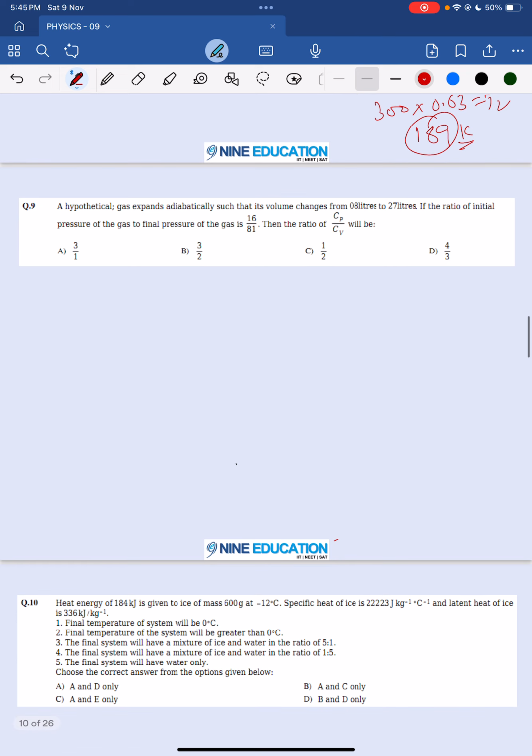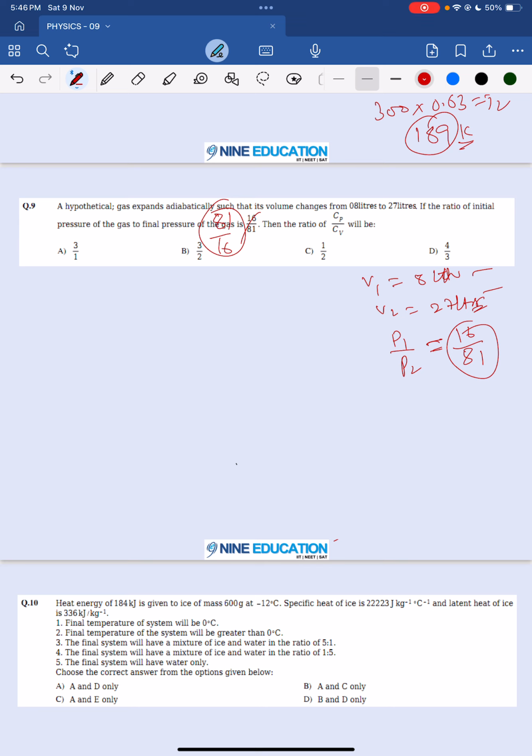Now what is the next? A hypothetical gas expands adiabatically such that its volume changes from 8 liter to 27 liter. Okay, V1 is 8 liter and V2 is 27 liters. The ratio of initial pressure of the gas to the final pressure of the gas, P1 by P2, is 16 is to 81. They are asking Cp by Cv, but Cp by Cv is gamma basically. But we can see a problem here that the pressure is also increasing and the volume is also increasing, and we know that in gas expansion, volume will increase but the pressure is going to decrease. So I think this should be 81 by 16 in order to get the answer, correct?